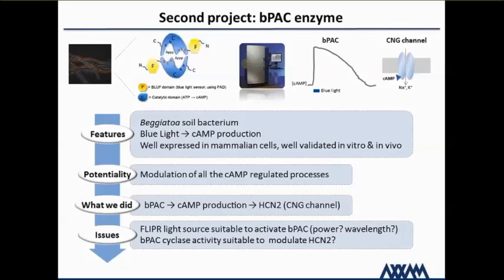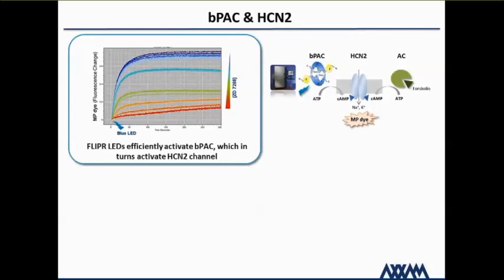We set up the optogenetic assay for HCN2 by stably transfecting HEK cells with the HCN2 CNG channel and with the bPAC enzyme. Forskolin application was used to stimulate endogenous adenylyl cyclases and to induce cAMP production in a classical way, while blue light pulses applied with the FLIPR were used to stimulate cAMP production by bPAC in an optogenetic way.